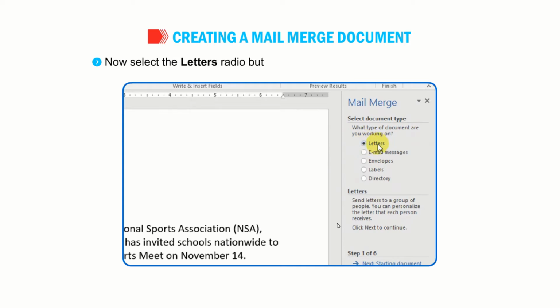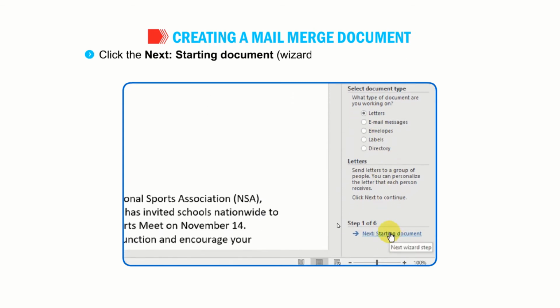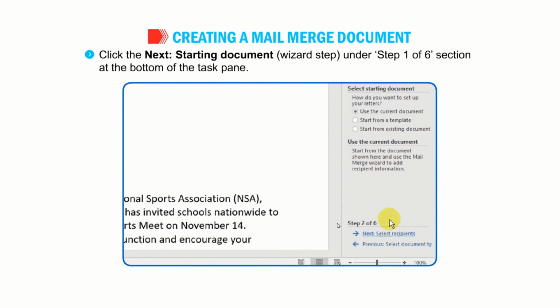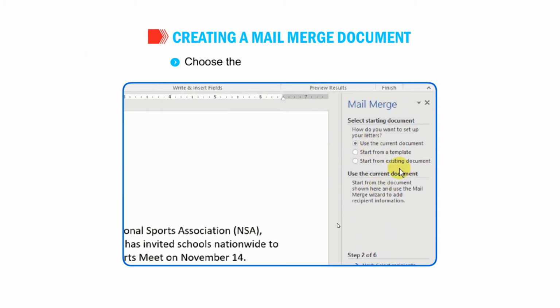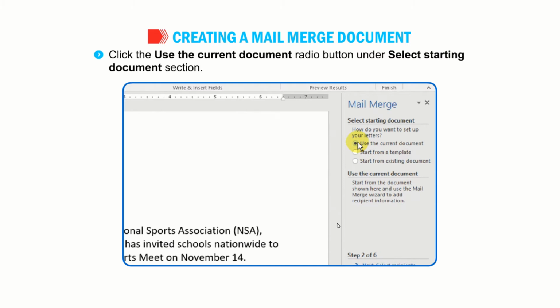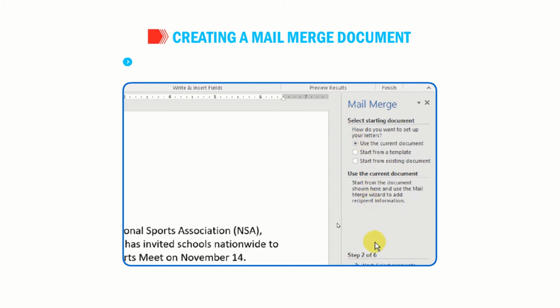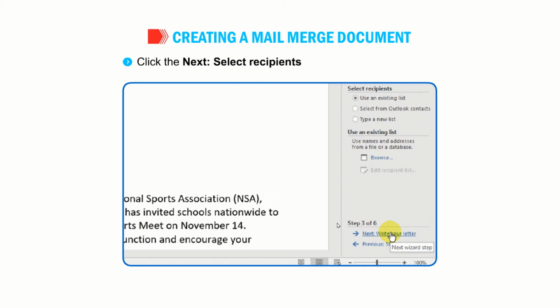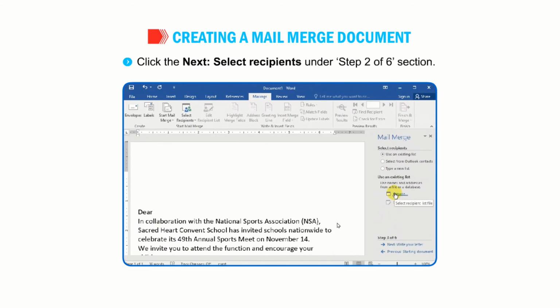Now select the Letters radio button under the Select Document Type section. Click the Next: Starting document under Step 1 of 6 and at the bottom choose the type of setup of your letters. Use the Current document radio button under the Select starting document section. Click the Next: Select recipients under Step 2 of 6.